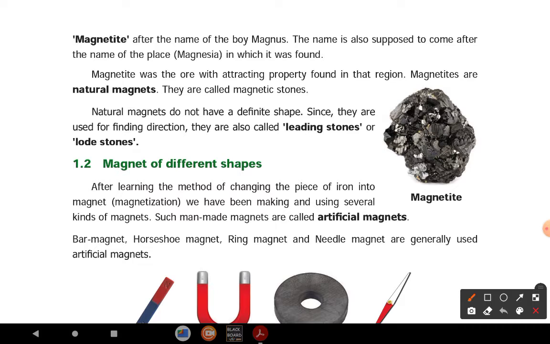Magnus. So this magnetite ore was given the name Magnus. The name is also magnetite. Why magnetite, children? Because the boy who discovered it, his name was Magnus.